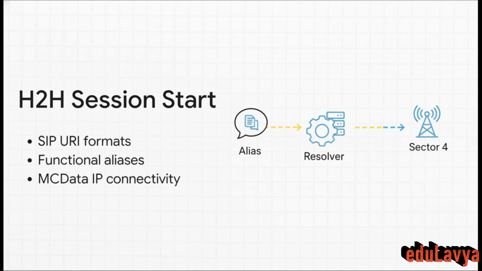This is super clever. It means the train basically asks to connect to a specific function, something like, hey, get me the trackside controller for Sector 4, and the system automatically resolves that functional alias into the correct route on the fly.